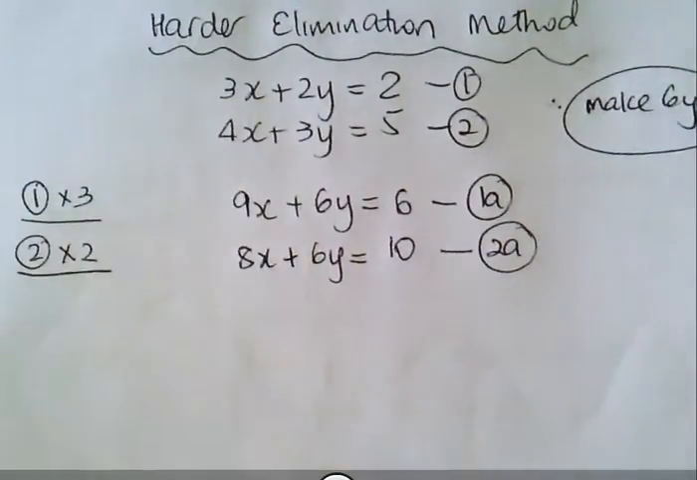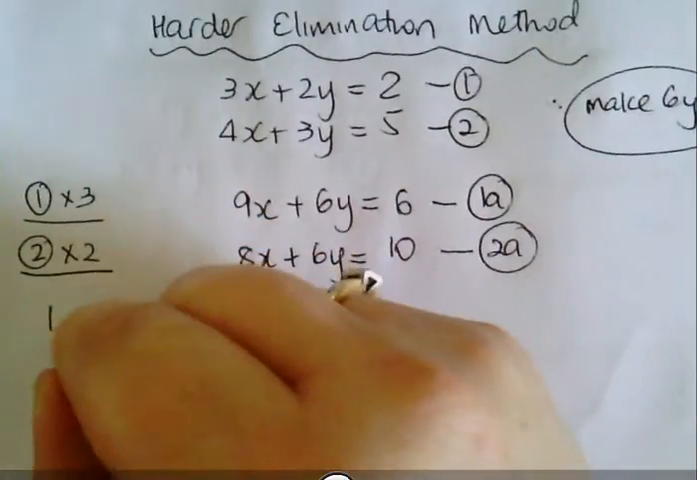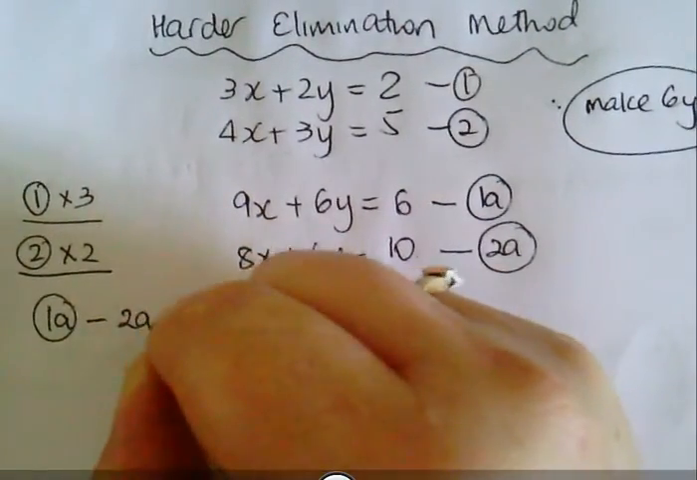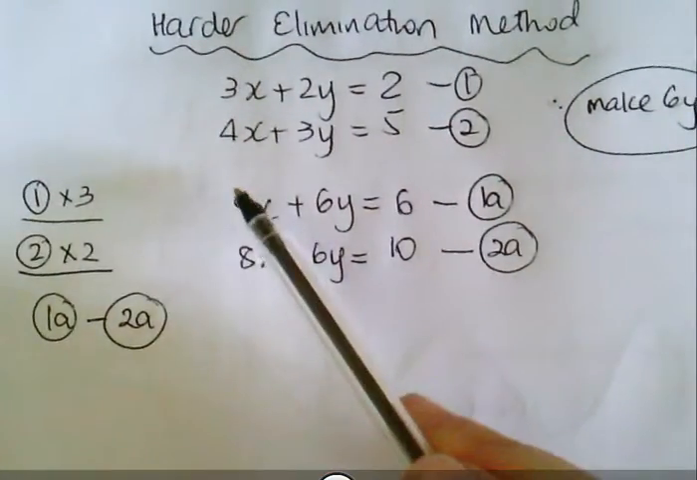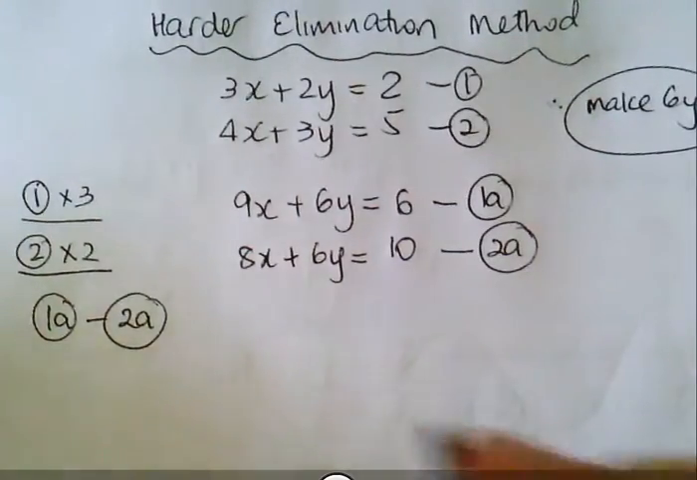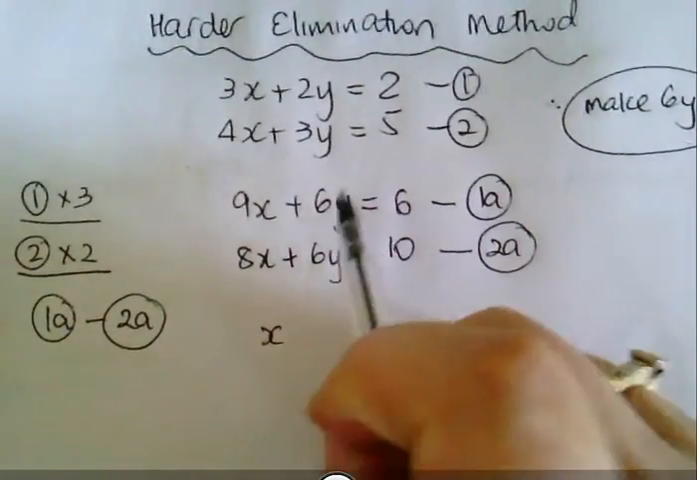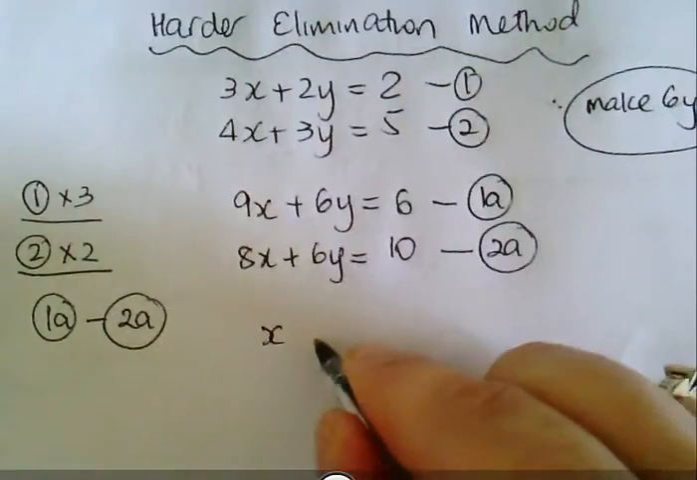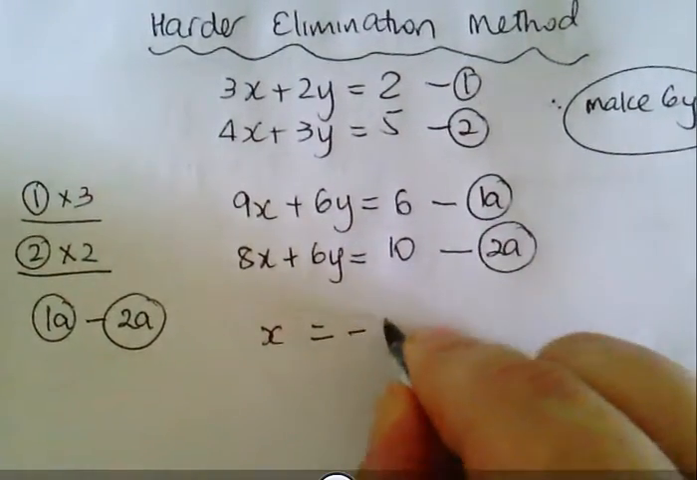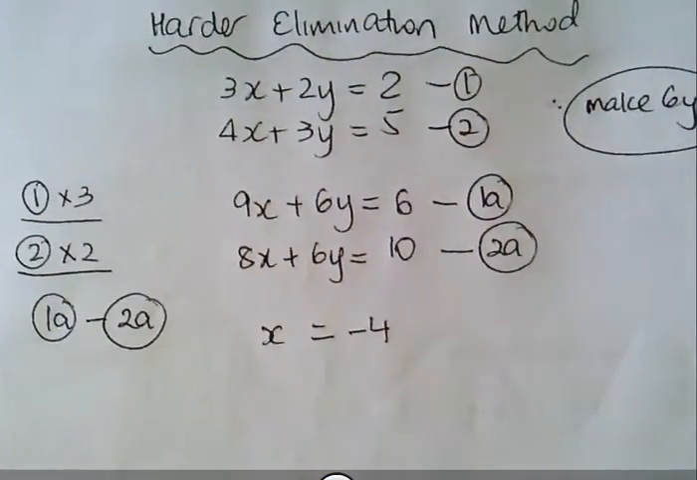Now I can do my subtraction. So I'm going to do equation 1a minus equation 2a. So what do we get? What's 9x minus 8x? It's x. 6y take away 6y is 0. 6 take away 10 is negative 4.